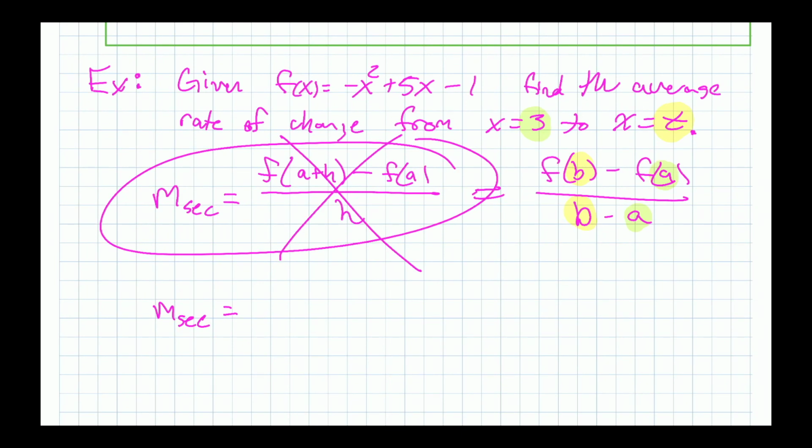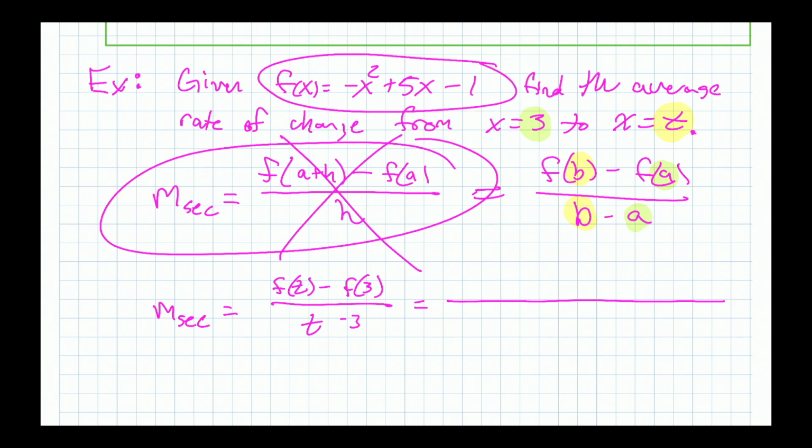So b is t, so you have f of t minus f of 3 over t minus 3. We need to evaluate those using the given formula for the function. So that's negative t squared plus 5t minus 1, minus f of a, which is negative 3 squared plus 5 times 3 minus 1, over t minus 3.